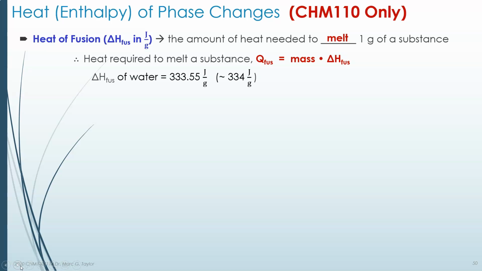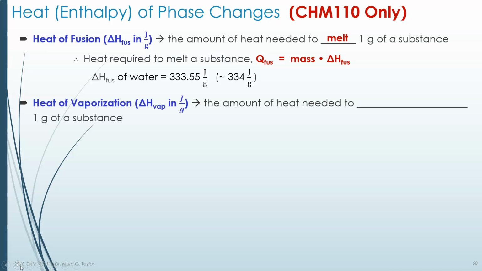So the heat of fusion, or the enthalpy of fusion of water, in other words, how much energy it takes to melt ice, is 333.55 joules per gram, or about 334 joules per gram. That's a lot of energy to melt 1 gram of ice to turn it into 1 gram of liquid water.